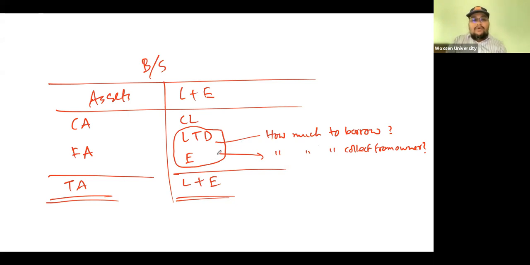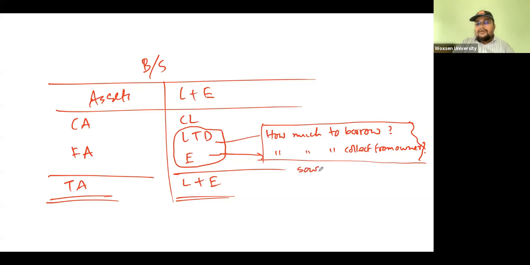How much should the company borrow? Again, how much should be taken from the owner of the business? That is equity. So this portion is related to the source of fund. Do you understand? This is related to source of fund. So we call it capital structure. That means how much capital has come from borrowing and how much capital has come from the owner's money.